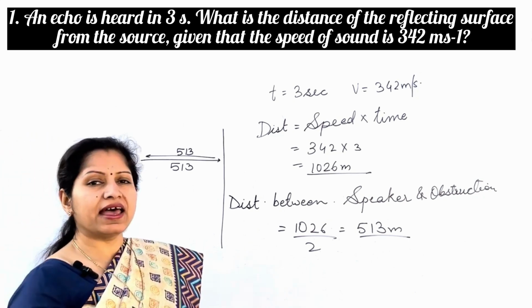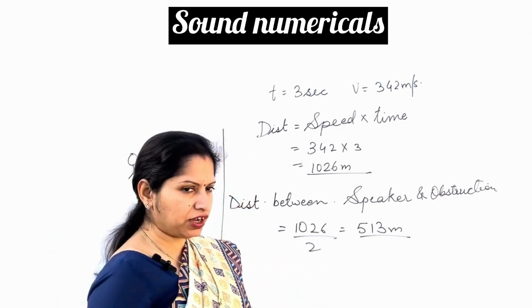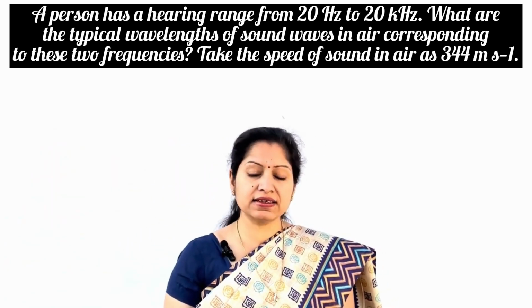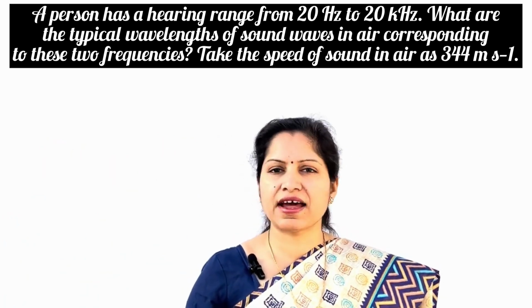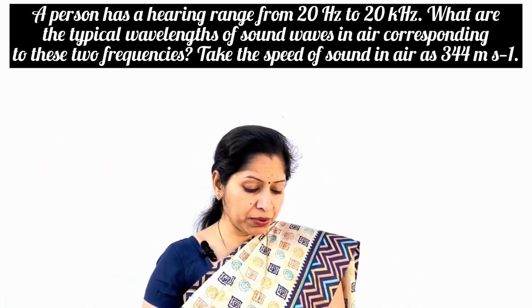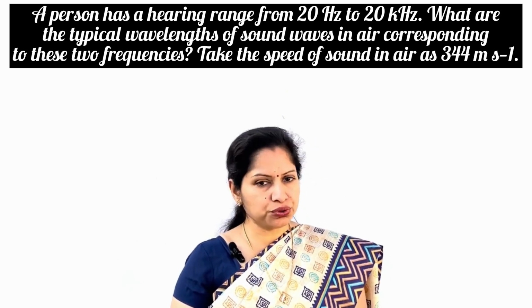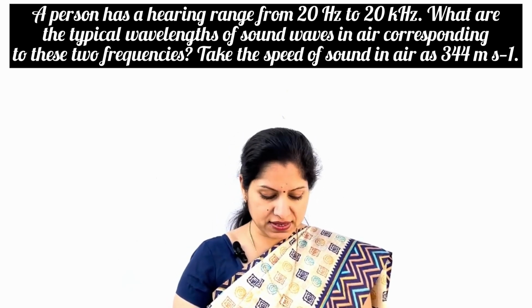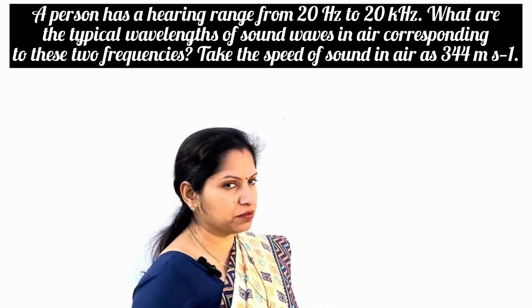At the last, as the exercise questions of NCERT book, question number 7, we are moving to that. A person has a hearing range of 20 Hz to 20,000 Hz, that you all know. What are the typical wavelengths of the sound waves in air corresponding to these two frequencies? Take the speed of sound in air as 344 meter per second.